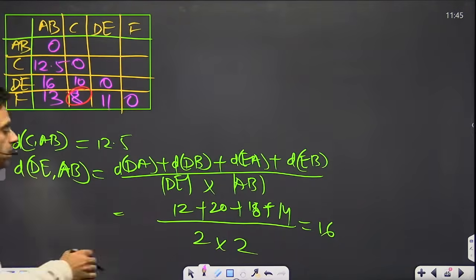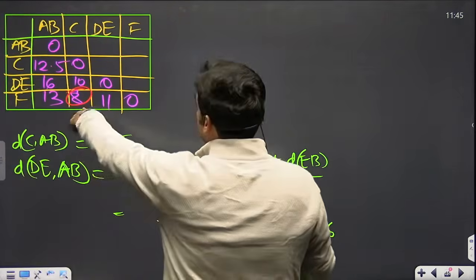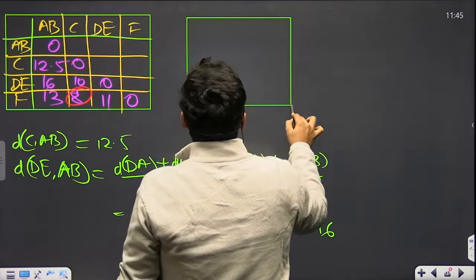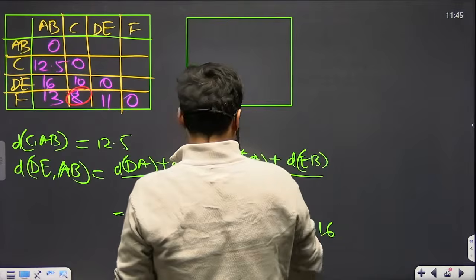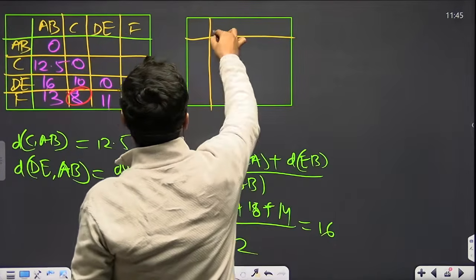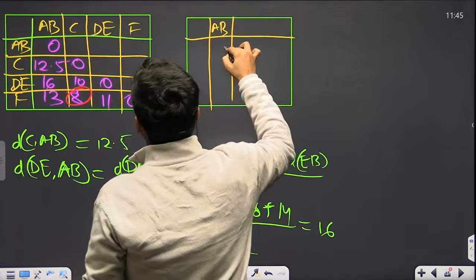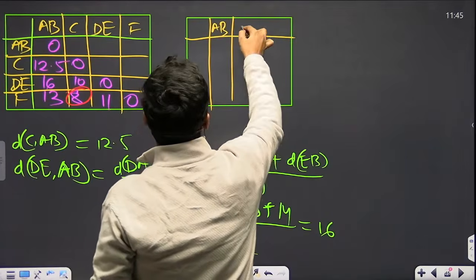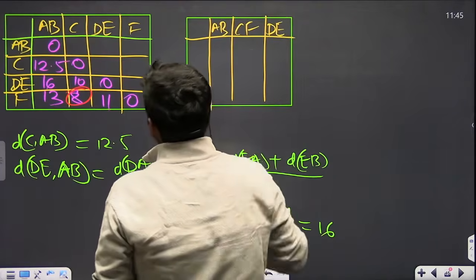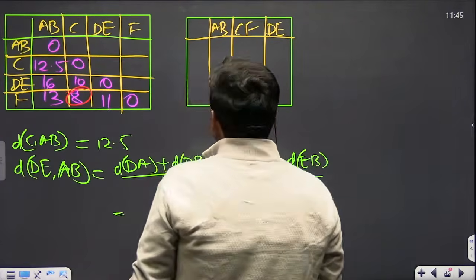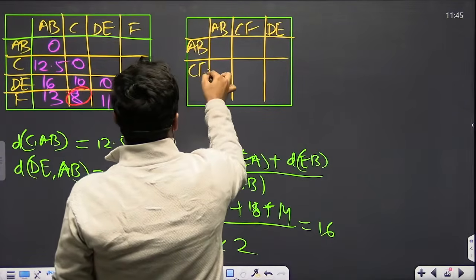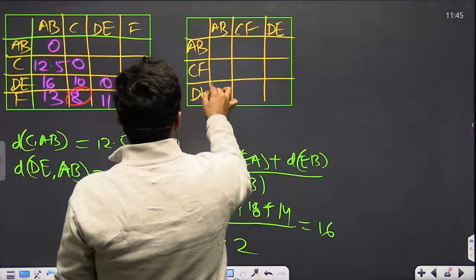We have to again group the elements based on this. So I'll be grouping CF. So I have AB, then I have CF and we have DE.